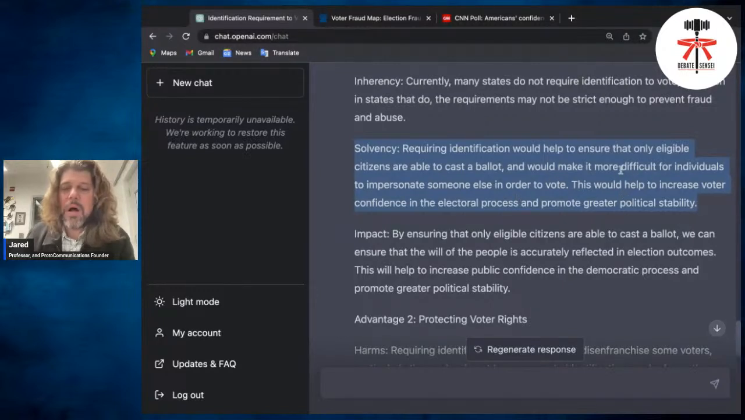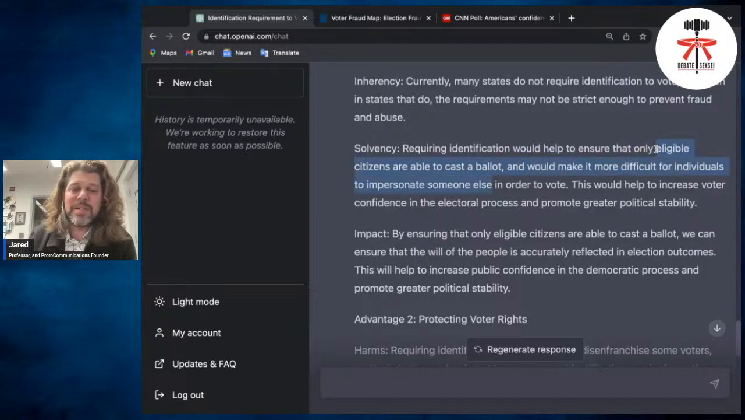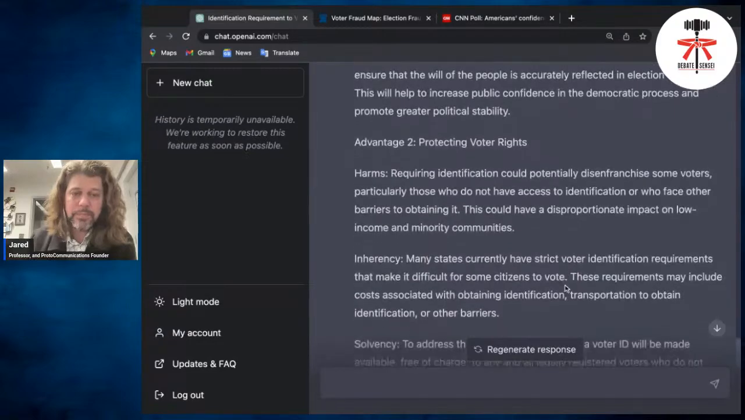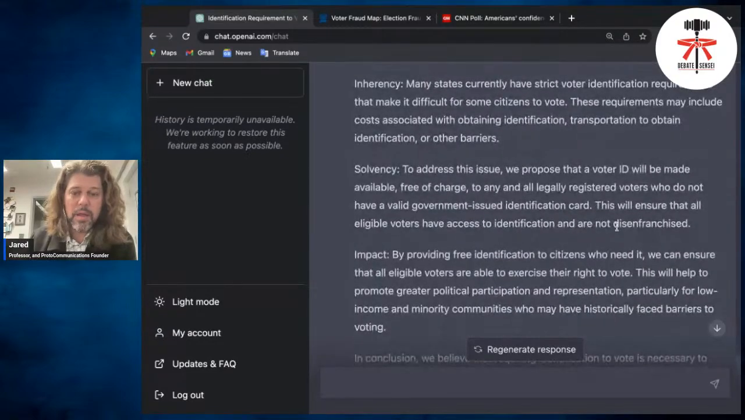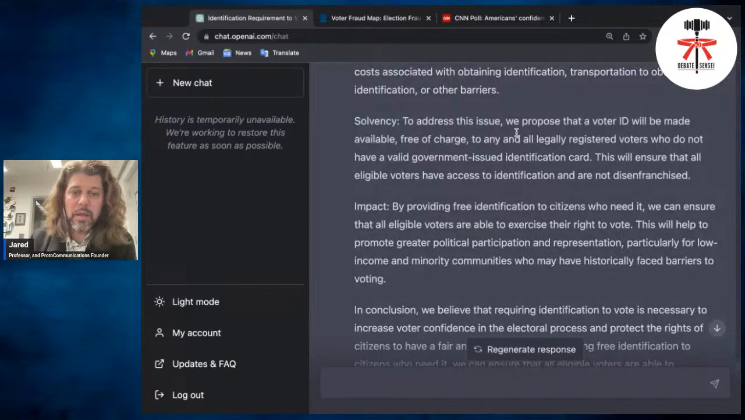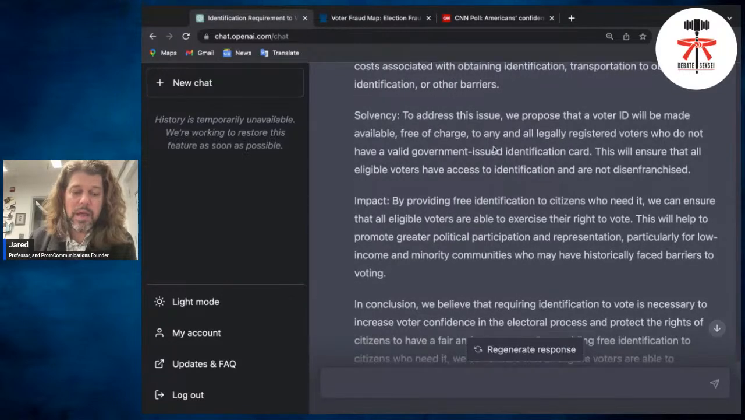I would talk more about how the appearance is what matters. All right, it's not that you're ensuring that only eligible citizens are able to cast a ballot. Right now, the system is pretty good at doing that. It is a very noticeable change in the electoral process that people will recognize, and therefore believe in it more. All right. Yeah, I would rewrite that again.